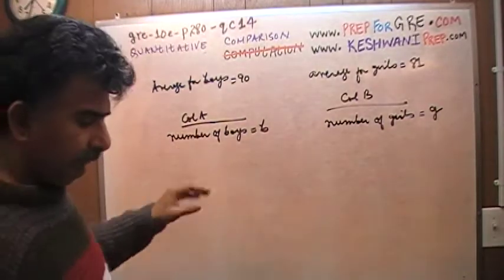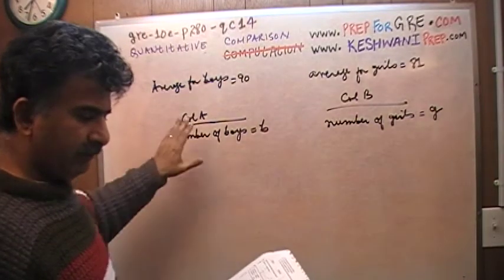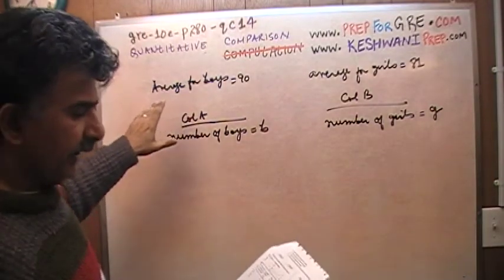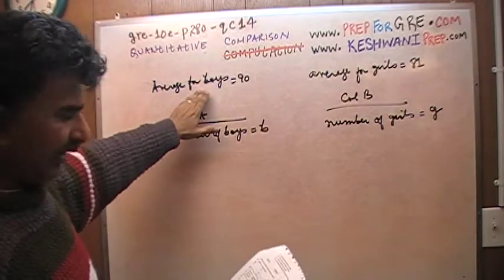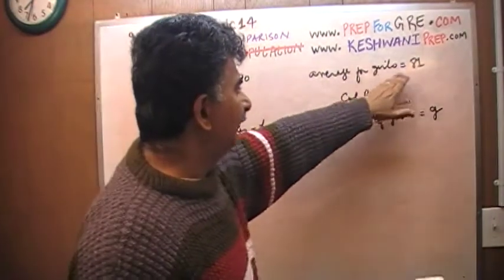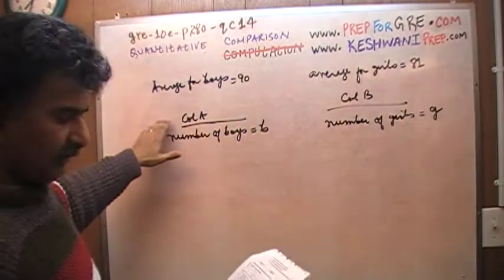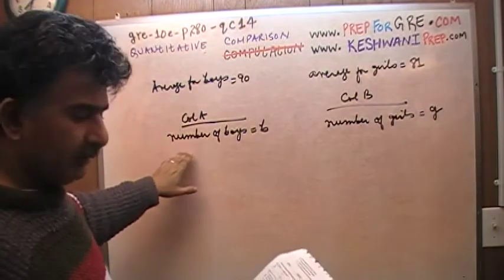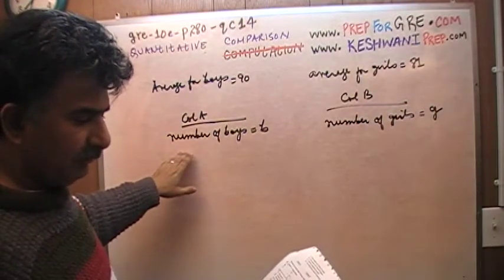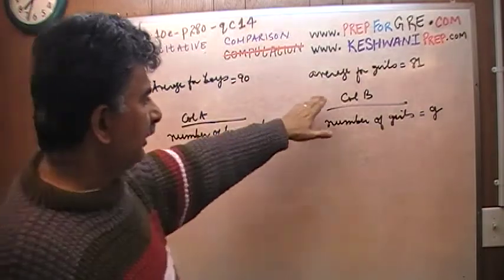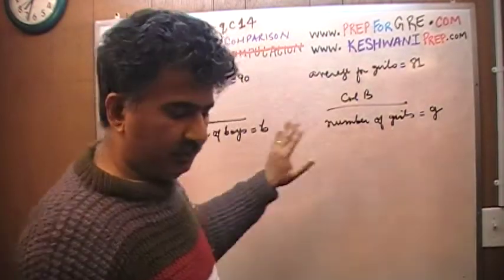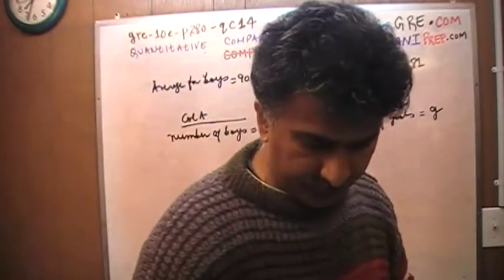I have written some things already here: the average for boys is 90, the average for girls is 81, and they want you to compare these two things in the columns. Column A gives you the number of boys in the class. In column B, they're talking about the number of girls. They want you to compare the number of boys versus the number of girls.